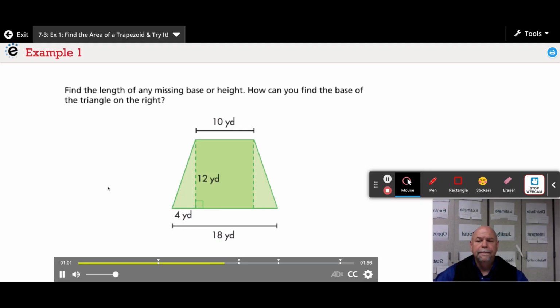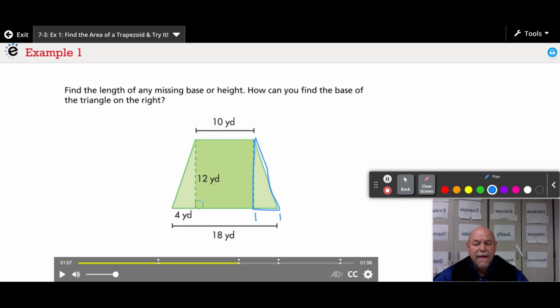Find the length of any missing base or height. How can you find the base of the triangle on the right? So this triangle here is what they're talking about. Let me choose a blue. They're looking at this triangle. I'm not drawing it perfectly, but that's the triangle they're asking us about. They want to know this length. How far is this distance?